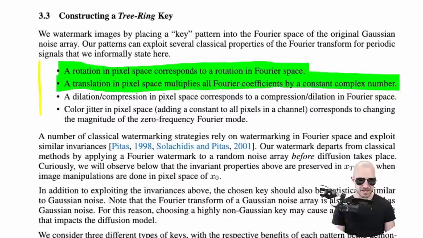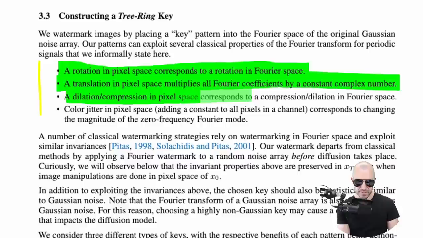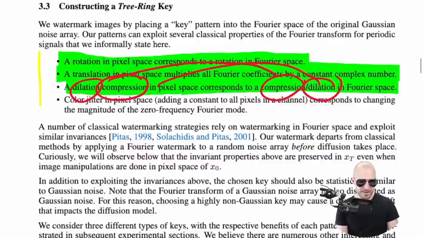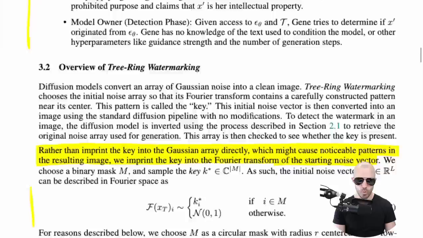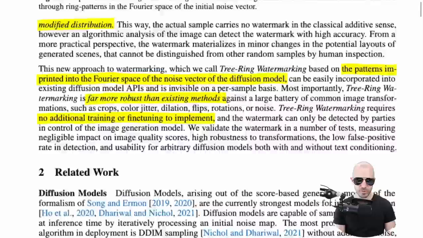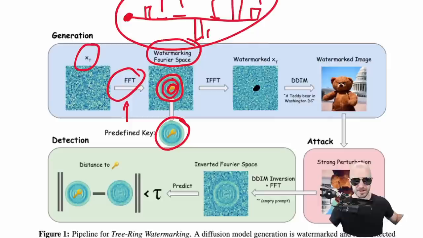A dilation or compression in pixel space corresponds to a compression or a dilation in Fourier space. Note the inversion: dilation here corresponds to compression here corresponds to dilation here. And the color jitter, adding a constant to all pixels, corresponds to changing the magnitude of the zero frequency Fourier mode. So if I change the entire pixel, if I add like some constant color, or I make it just brighter, I would simply change one single pixel in Fourier space, which is a cool property, because the zero pixel here just kind of defines the baseline constant of the whole thing. I'm sure you are aware. Otherwise, look into Fourier transforms.